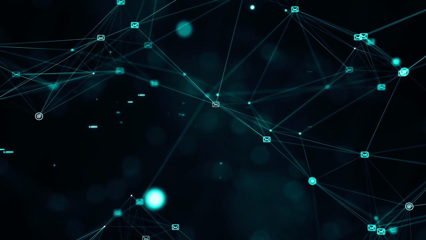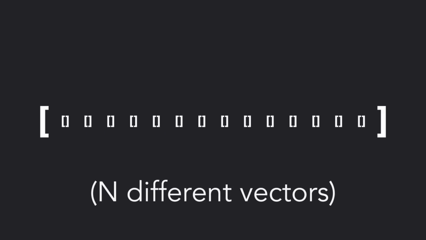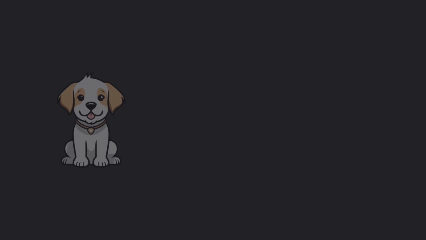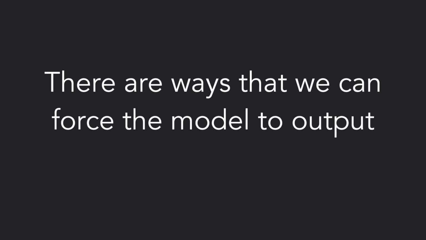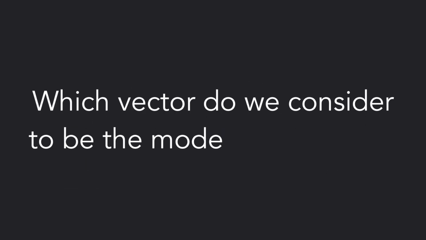After the model performs its calculations, the transformer outputs another sequence of n different vectors. But what if our goal is to use the model for image classification? We might want to classify the input image as a dog, cat, or bird. There are ways that we can force the model to output vectors of size 3, where each entry corresponds to a probability. But we have n different vectors. Which vector do we consider to be the model's prediction?